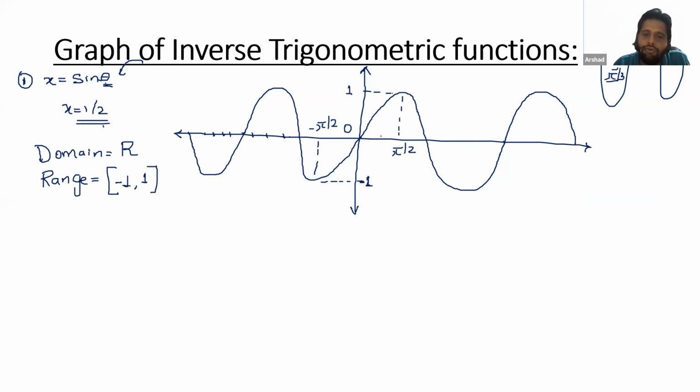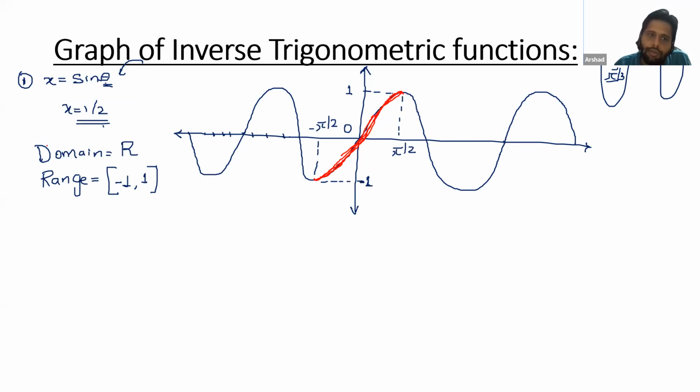Now, if we need to find the inverse of this function, then what we will do? We will just take a portion. So we will take only from -pi/2 to pi/2 because we need to find the inverse. So we will take only this portion. For this portion only, we will find the inverse. Why we are taking this portion? This is a principal branch. This is a standard that for sine theta, you need to take from -pi/2 to pi/2 only.